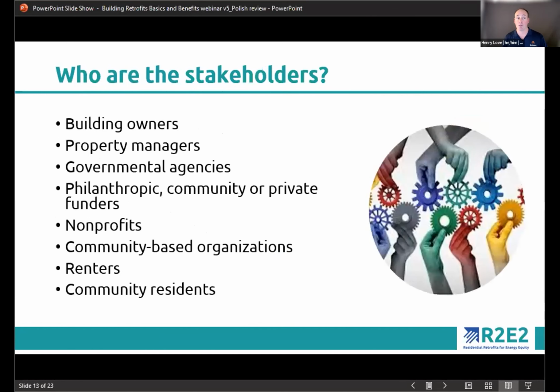So who are the stakeholders in affordable housing retrofits? It is the building owners, the property managers, government agencies that get involved in affordable housing and regulation of energy, philanthropic, community or private funders, nonprofits, community-based organizations, and the renters and community residents.